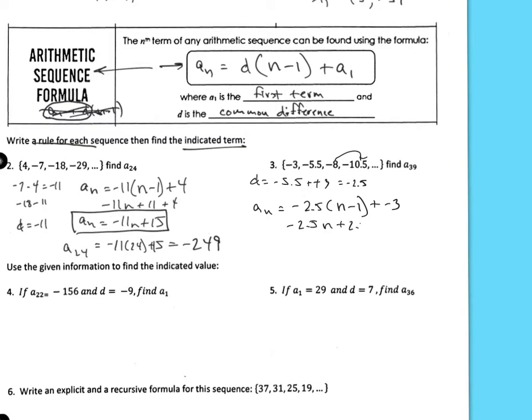Distribute. That's a minus 3. And combine like terms. So a sub n here is negative 2.5n minus 0.5. So then a sub 39, I'm going to throw this in the calculator. We get negative 98.